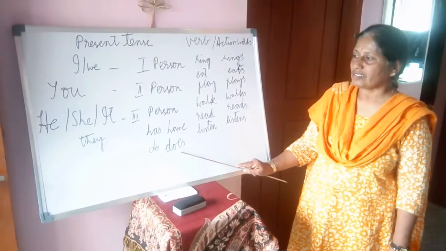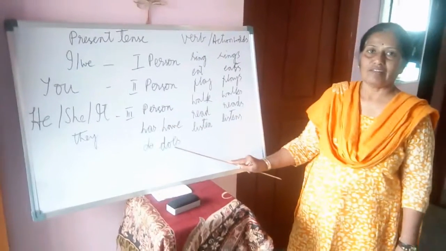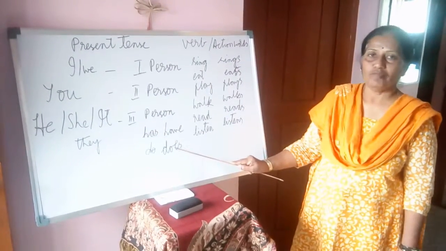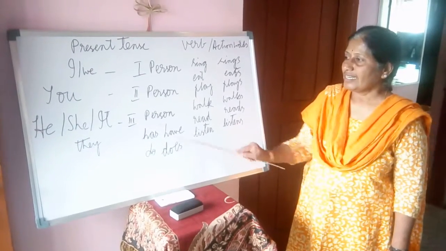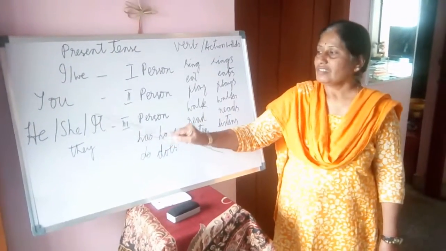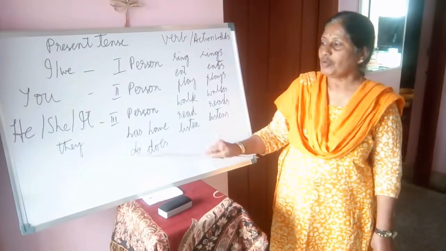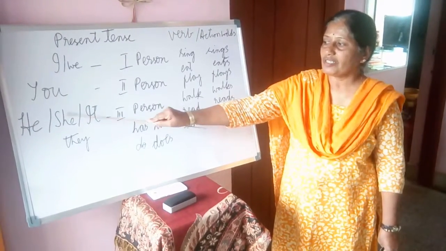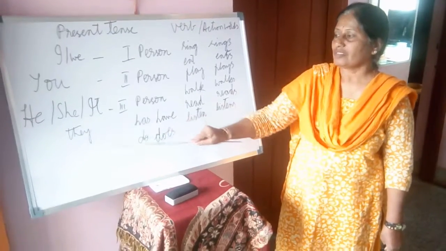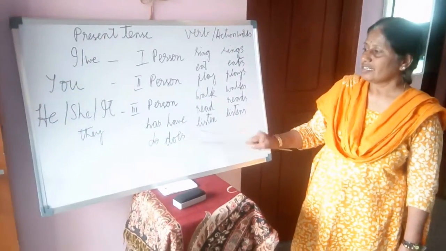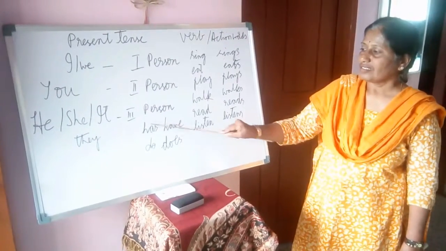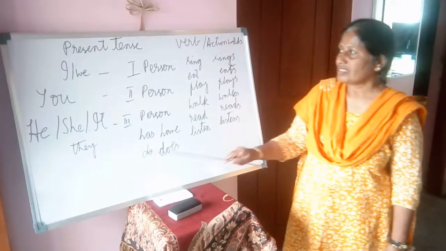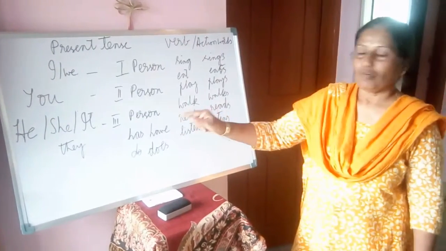Now let me take up does. She does her work well. She does her duty honestly. He does his homework neatly. So does is singular with third person singular and do is plural with they. We need to know the difference between he, third person singular, and they, third person plural. Then we know where to use this. So has and does, these two are singular. Do and have are plural. So this is how we use the present form of the verbs.